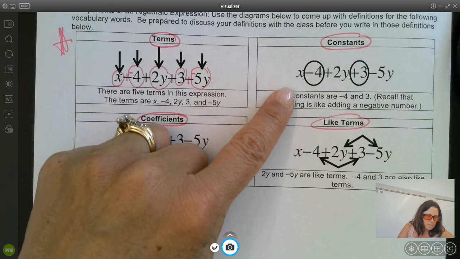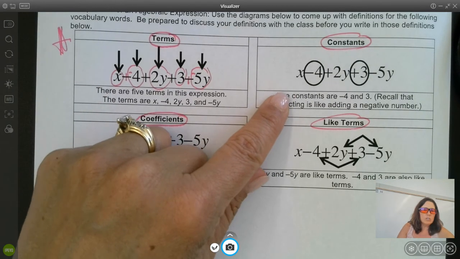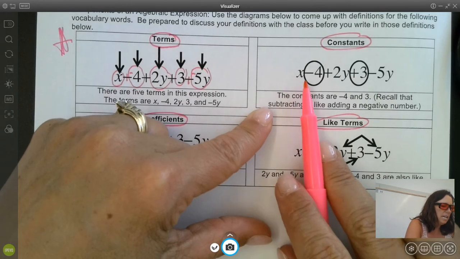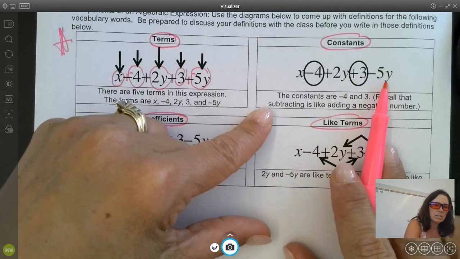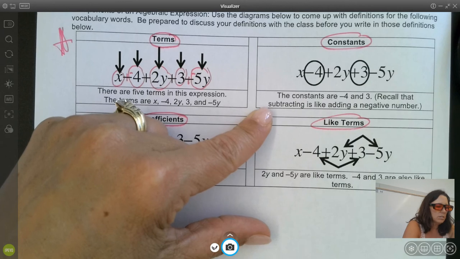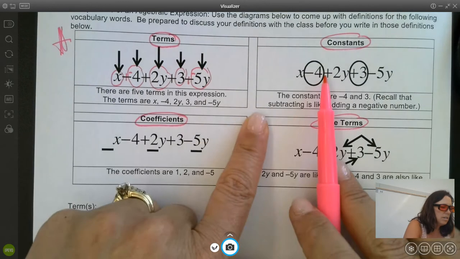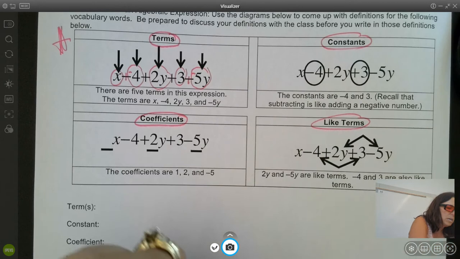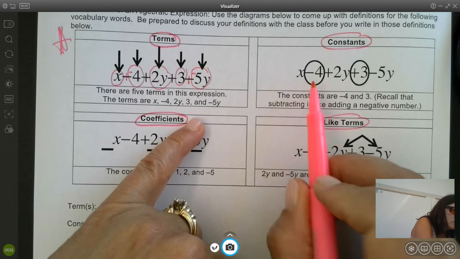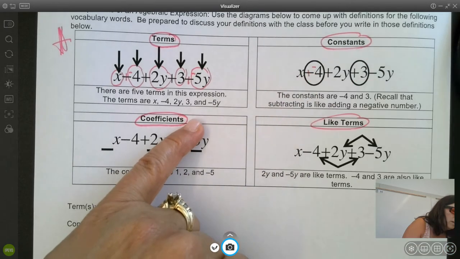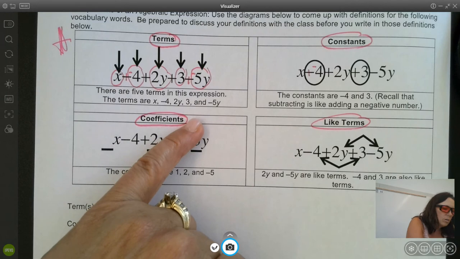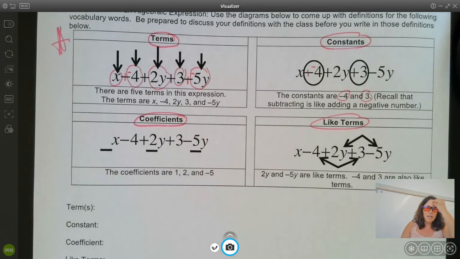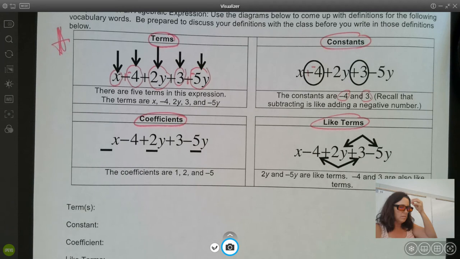Constants. Constants are a fixed value. They do not vary. So anything that has a letter with it is not a constant. Okay. These are our constants in these problems. Please make sure you think of this -4 as a plus a -4. Okay, so -4 and 3 are our constants.